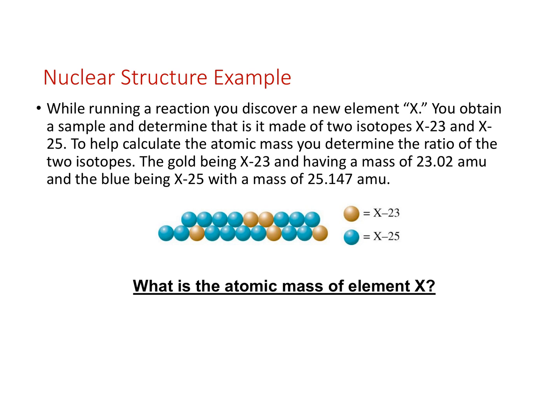So here's a question for you. We are running a reaction and we discover we make a new element. You obtain a sample of that element and you determine it's made of two isotopes, isotope X23 and isotope X25. To help calculate the atomic mass, you determine the ratio of the two isotopes. You find out that the gold spheres are X23 and they weigh 23.02 AMU, and the blue spheres are X25 with a mass of 25.147 AMU. What is the atomic mass of element X?